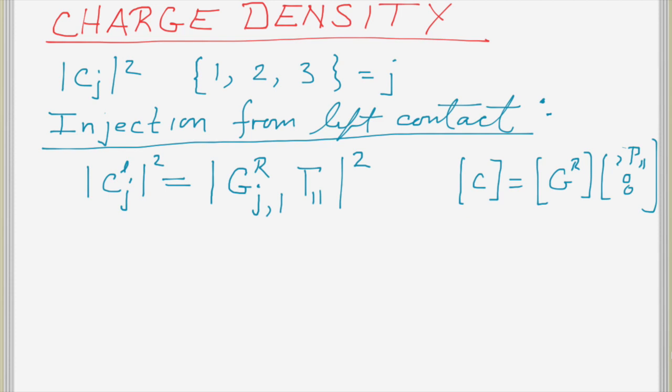If I do this matrix vector multiplication, this is just going to pick out the first column of G. So this is the first column of the GR matrix. Row, column, those are the indices: rows 1 through 3 and all the first column. And similarly, we also need the C's where I inject from the right contact.